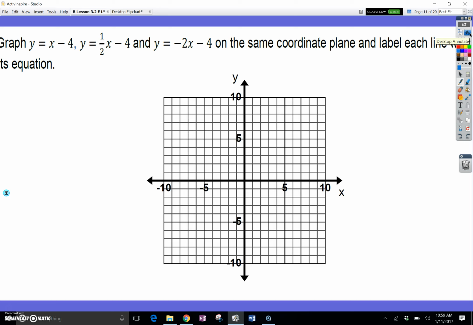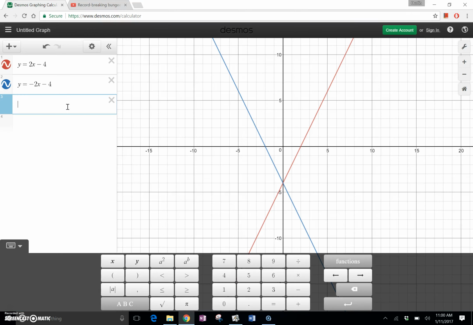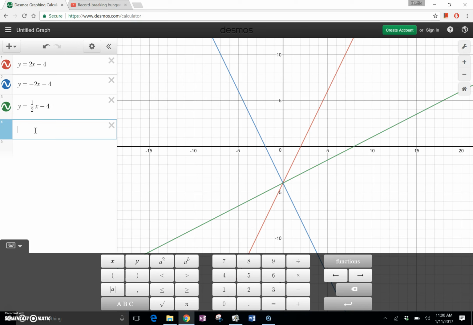So after I graph those, y equals x minus 4, y equals x minus 1/2 x, and y equals -2x minus 4 on the same coordinate plane, I'm going to do this on Desmos one more time. I want to make sure you have it. I want you to make sure all these are graphed onto your notes. The last one was y equals x minus 4. Make sure you have the blue, the red, the orange, and the green line all graphed on there.